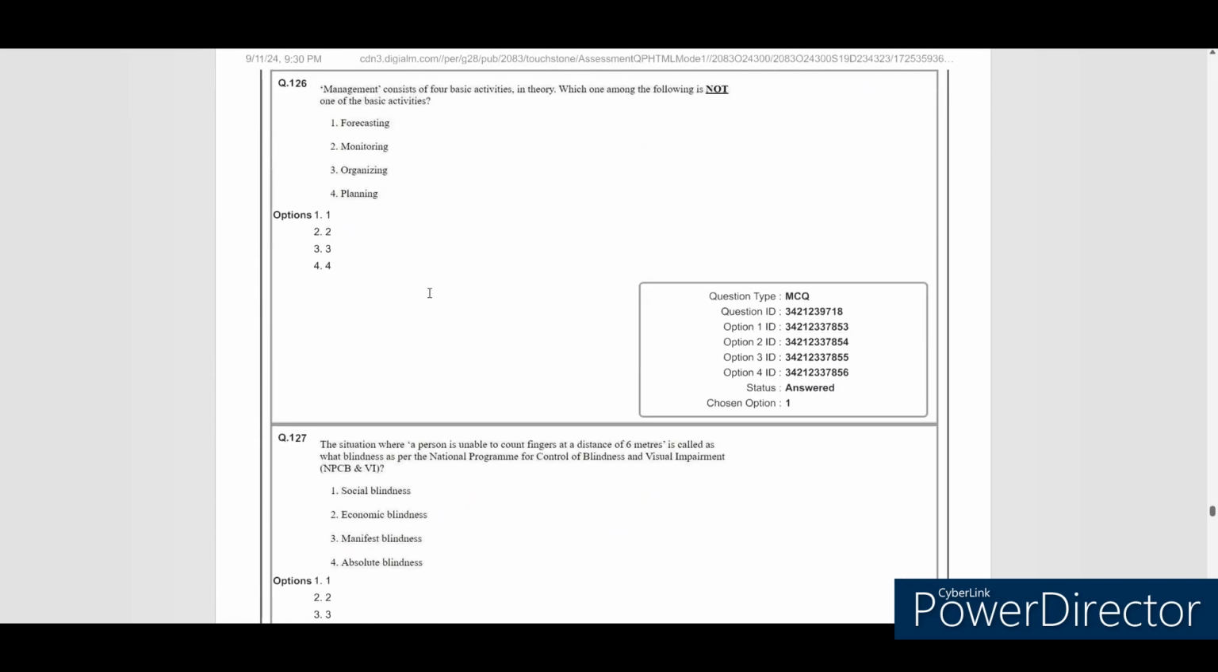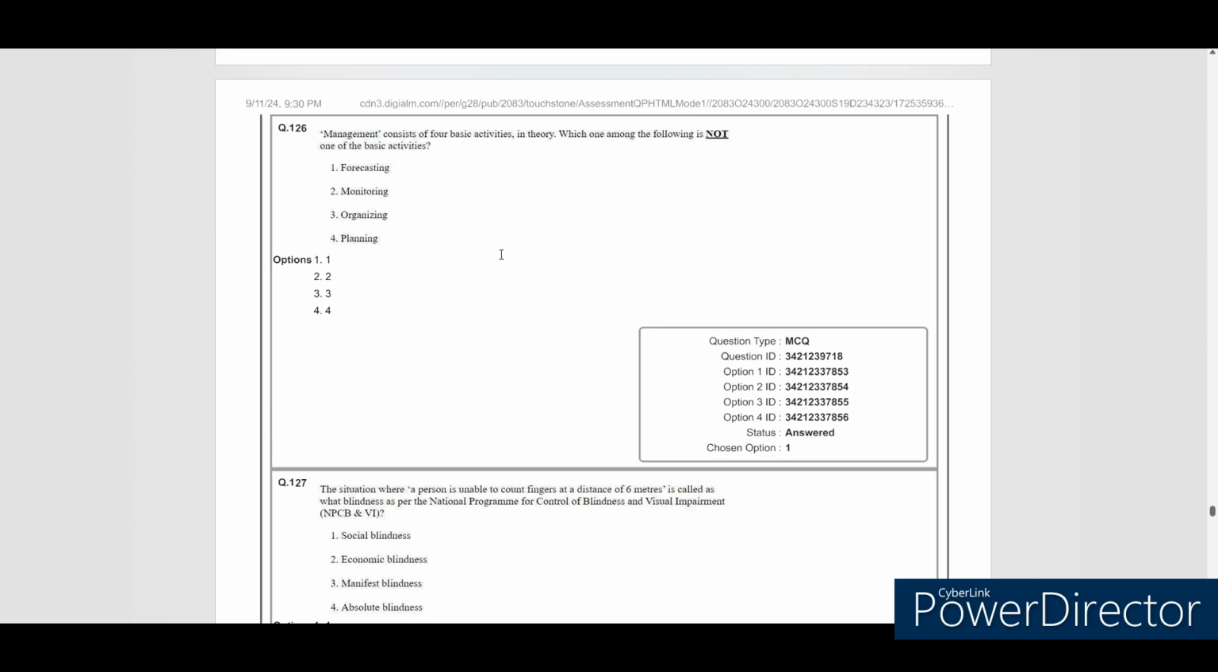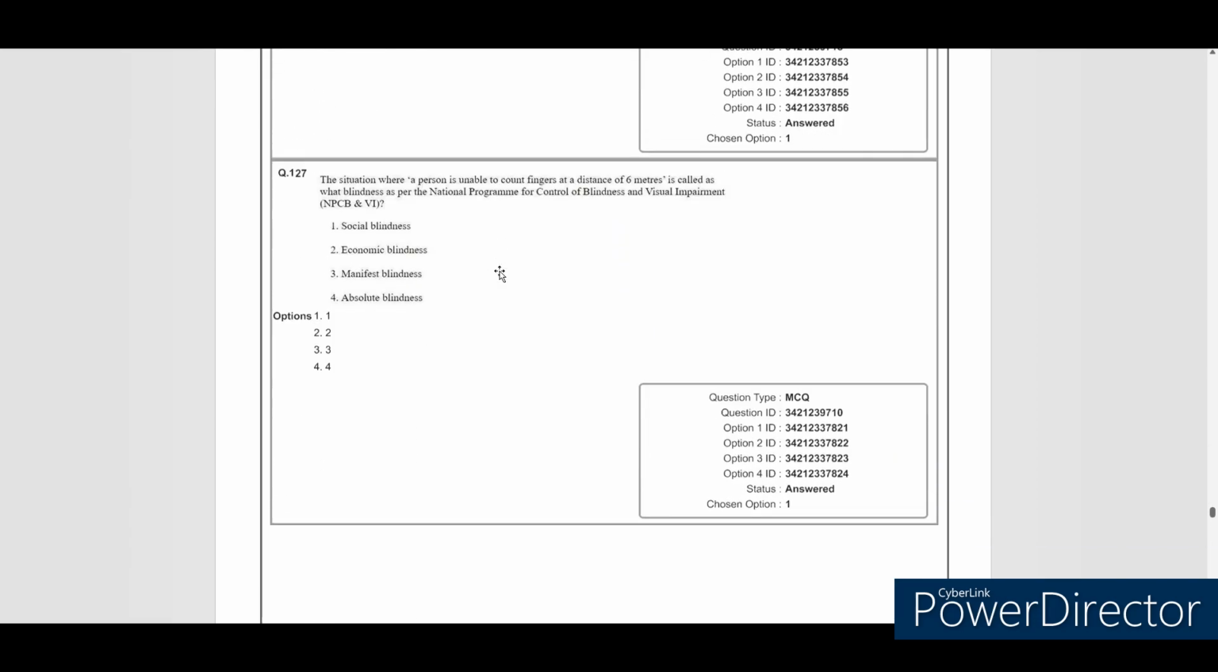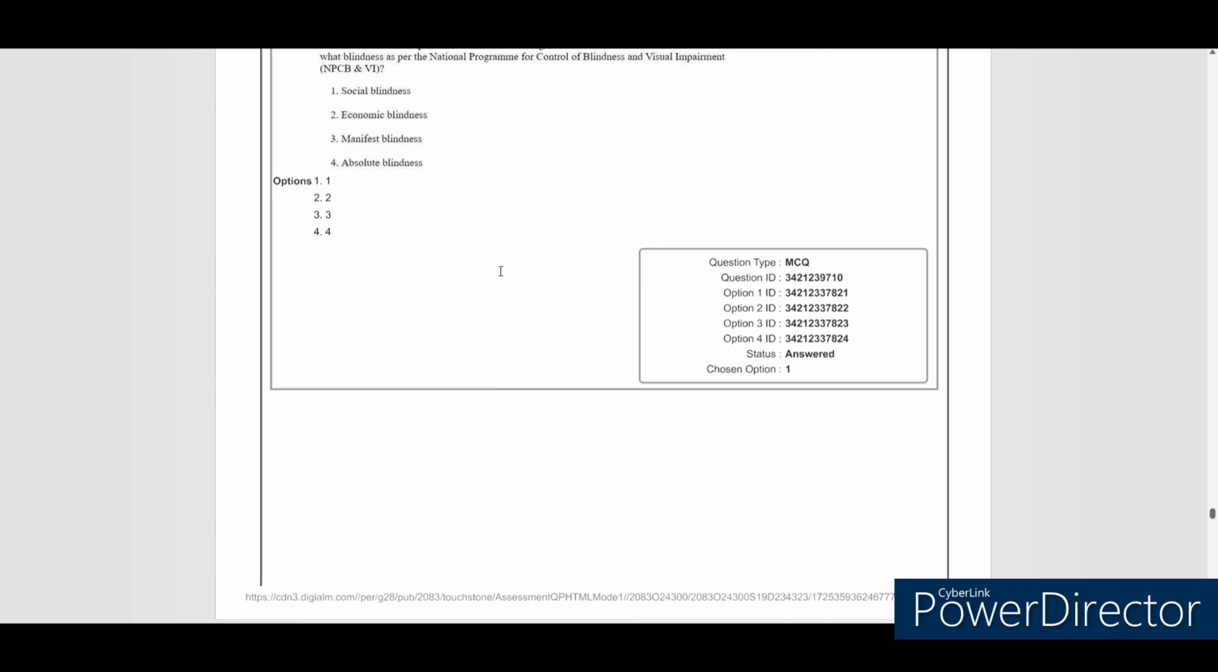Question number 126 is very easy because management consists of 4 basic activities in theory. Which one of the following is not one of the basic activities? So management includes planning, organizing, monitoring. But forecasting is something which does not belong to management. So the correct answer is option 1. Now coming to question number 127, I will skip it for the time being in the first attempt.